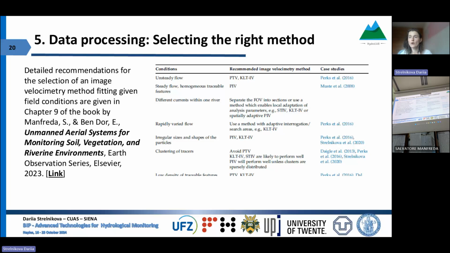But there are more different criteria which can influence the selection of the best method, and we have made such a list and recommendations. Again, it can be found in chapter 9 in the book that has been recommended for this course if you're interested in this in more detail.